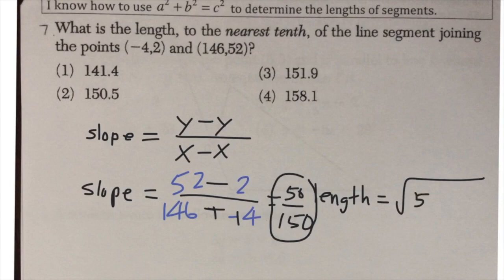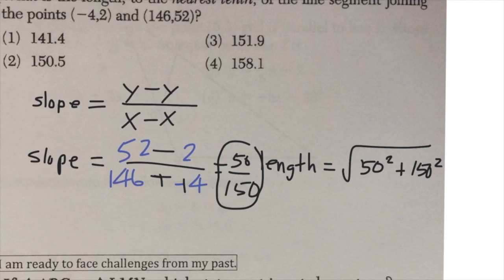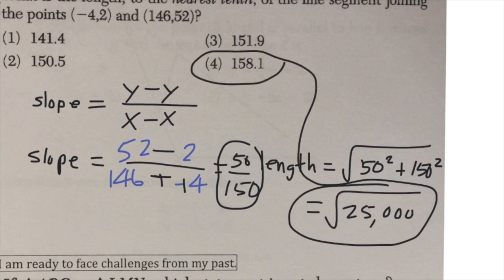I can take those numbers. I wouldn't reduce them. I would just take those numbers and place them under a radical like that and square them. So as it turns out, I'll end up getting my answer. So that comes out to be the square root of 25,000, which is not something that I know by heart. So I typed that into a calculator and rounded it to the nearest tenth. It's choice 4.